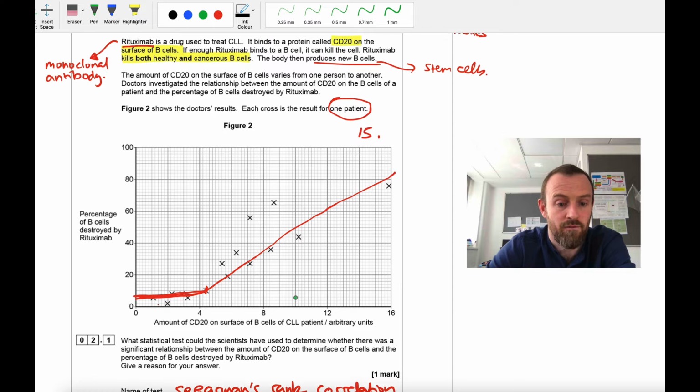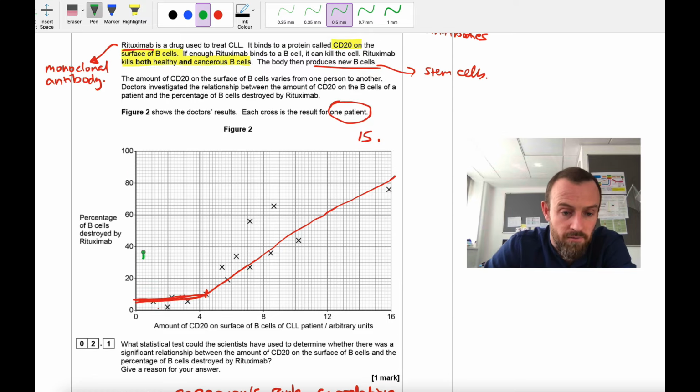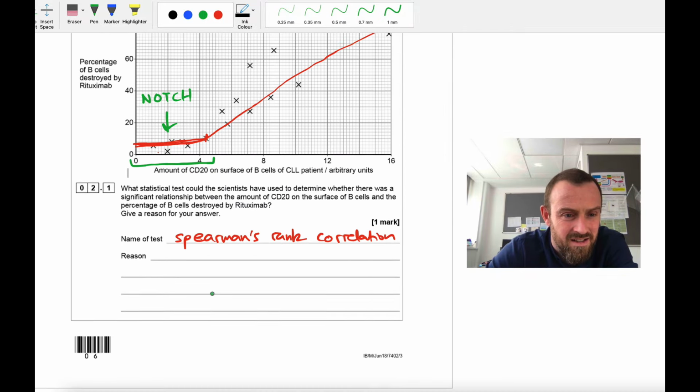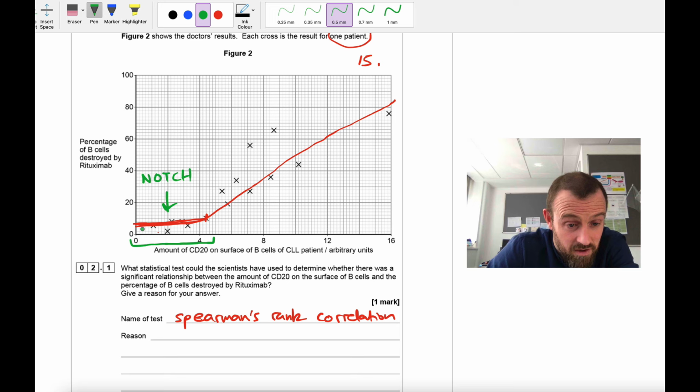So that is using all the information, because we're thinking that people who have the Notch mutation are down here, maybe in this region. And what is the percentage again? The percentage is 4%, so that's around here somewhere. This is like 10, so 4 is going to be in this area here. People with Notch mutations can have very little CD20, and the median for people who don't have the Notch mutation is 22%, so that's up here somewhere. So this is no Notch.